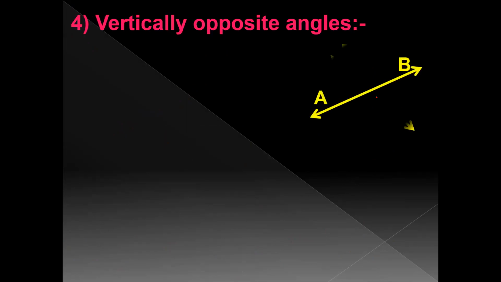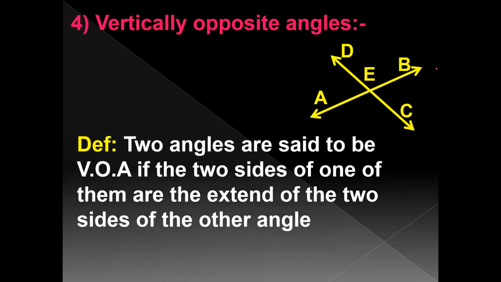Vertically opposite angles. We have two straight lines that intersect, straight line AB and straight line DC. When the two straight lines intersect, each pair of vertically opposite angles is equal in measure. Like what? Angle DEA will be equal in measure to angle BEC, this angle.